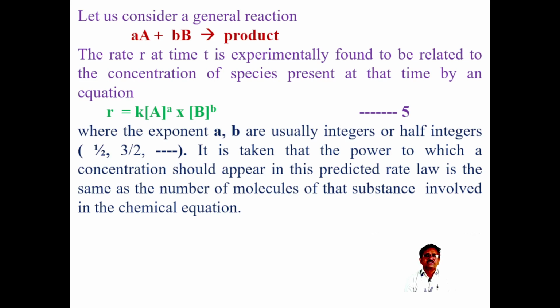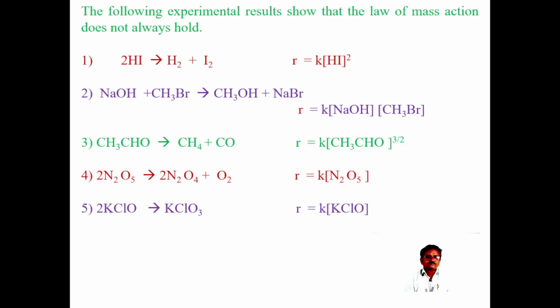For example, 1/2, 3/2, 5/2, 7/5, whatever integers or half integers we can just take. Now it is taken that the power to which a concentration should appear in this predicted rate law is the same as the number of molecules of that substance involved in the chemical equation. The following experimental results show that the law of mass action does not always hold. See, some 4 to 5 examples are mentioned here.